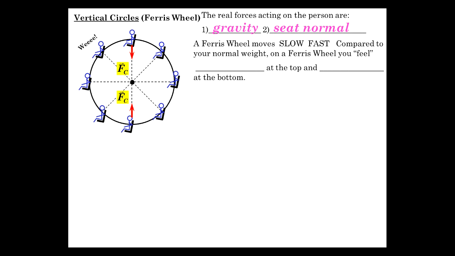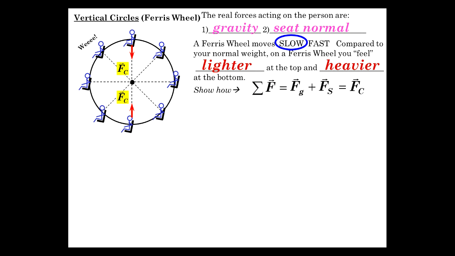Now, you know a Ferris wheel moves slow, right? And compared to your normal weight on a Ferris wheel, how do you feel? Well, maybe that is a little hard to visualize because it's moving so slow. But I'll tell you what the reality should be. You should feel lighter at the top and heavier at the bottom. And the reason why is because your sensation of weight, again, is based on the support force. So what does the support force look like here up at the top and at the bottom? And we'll consider the side as well.